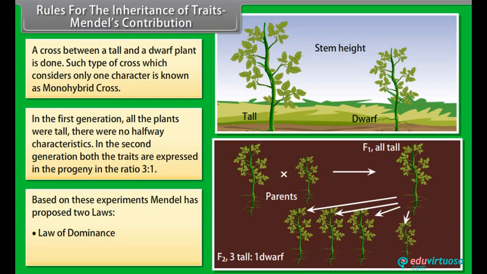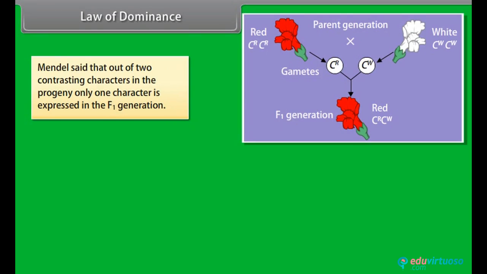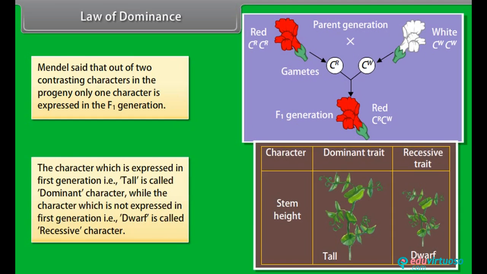Law of dominance. Mendel said that out of 2 contrasting characters in the progeny, only one character is expressed in the F1 generation. The character which is expressed in first generation, that is, tall, is called dominant character, while the character which is not expressed in first generation, that is, dwarf, is called recessive character.